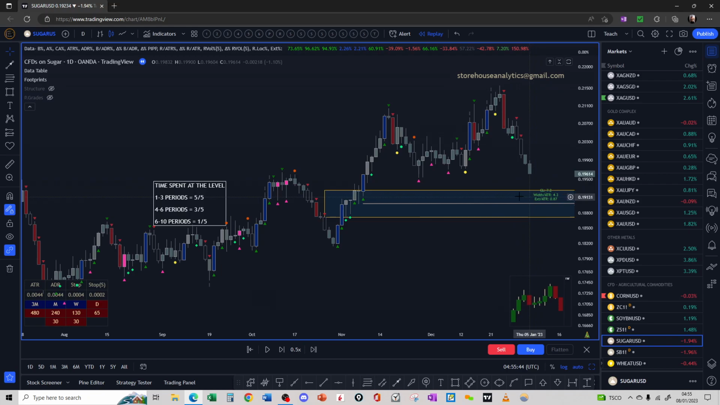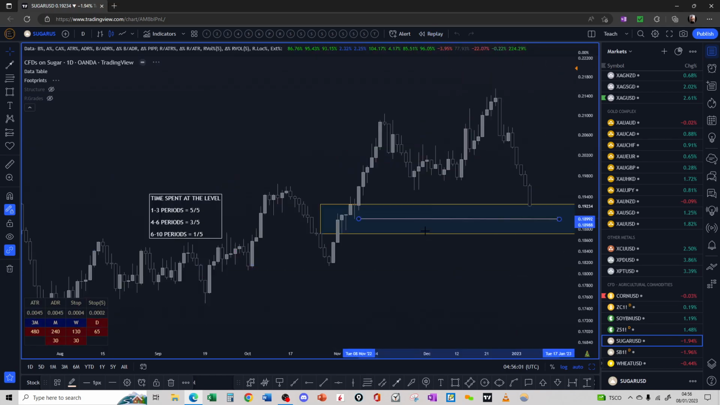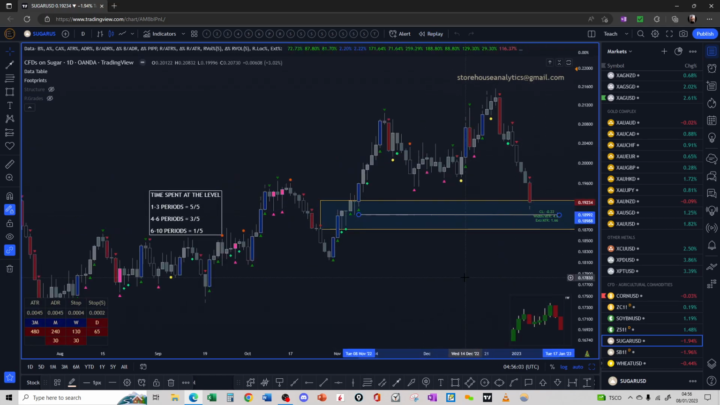So before prices got here, this level would be assessed as fresh. You know that because you look to the right of the level, prices haven't come back to it as of when the market was like this. So if we play that forward, or we just remove it, now prices have come to the level. So this zone is now being tested.